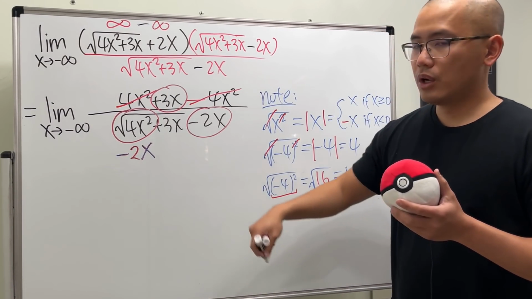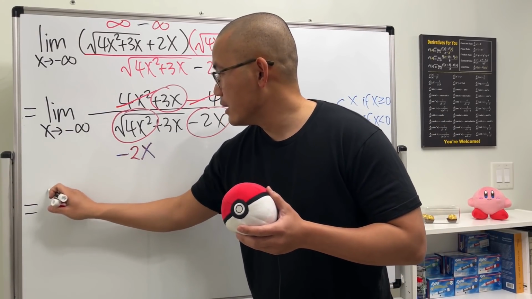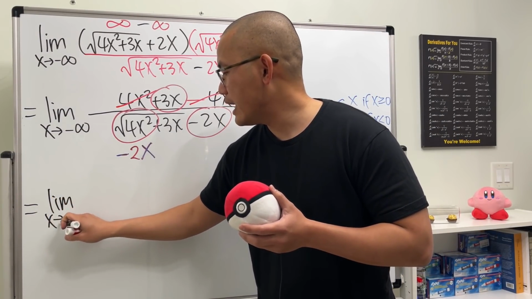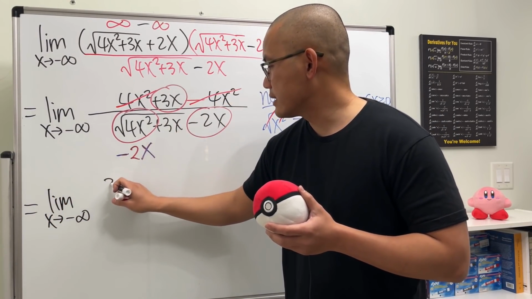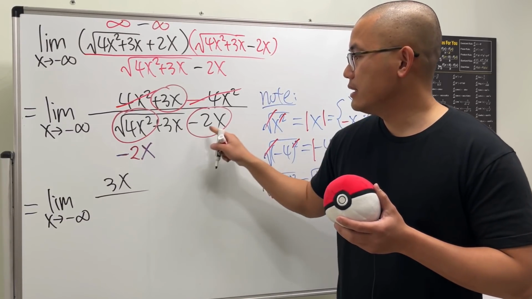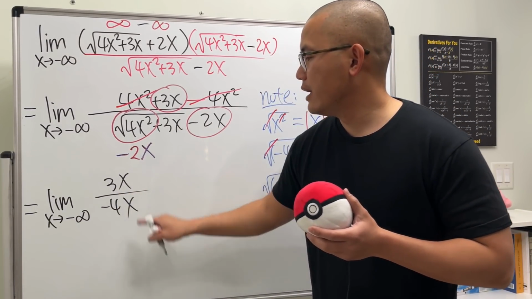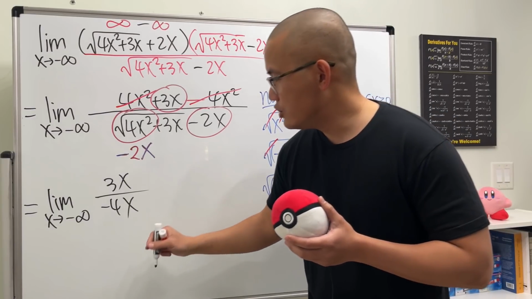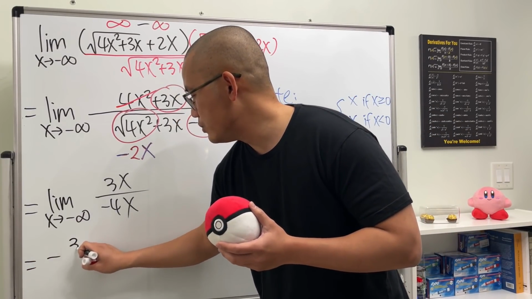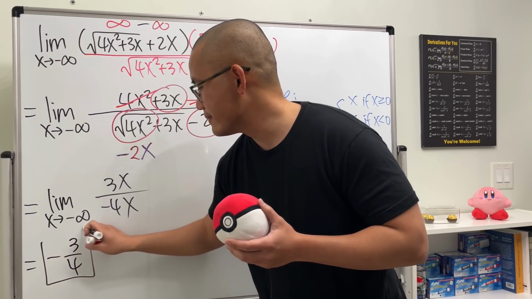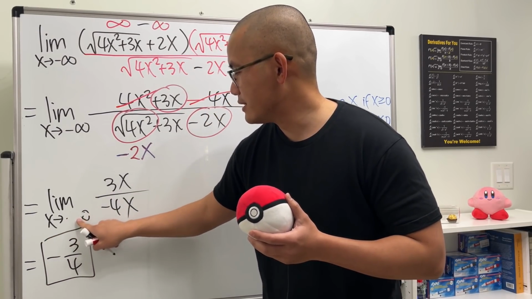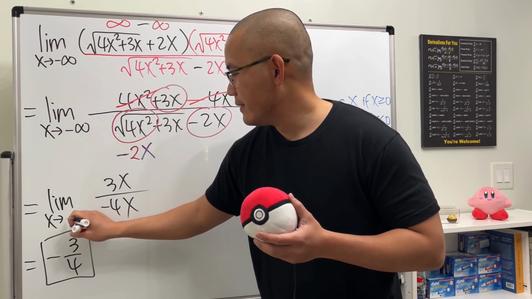All right. So all in all, what are we going to get? On the top, we have the 3x. On the bottom, we have this and that. -2x minus 2x, we get -4x. Cancel out the x. Ladies and gentlemen, the answer is -3/4.